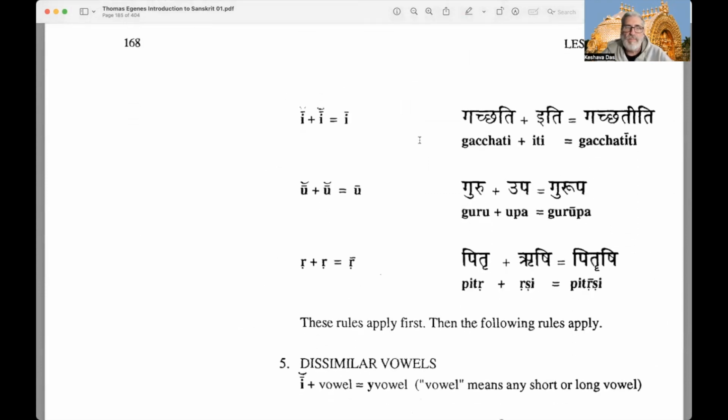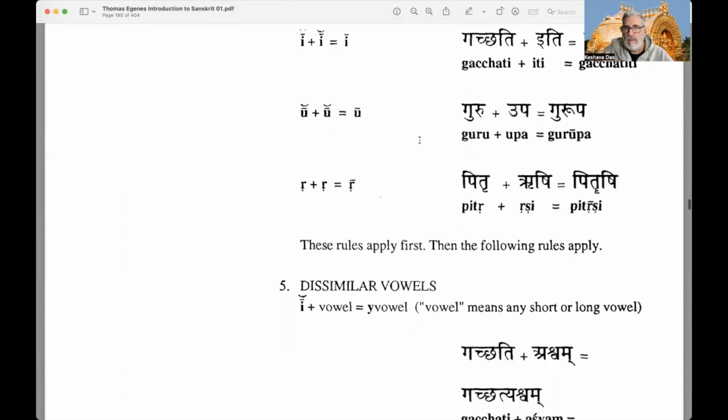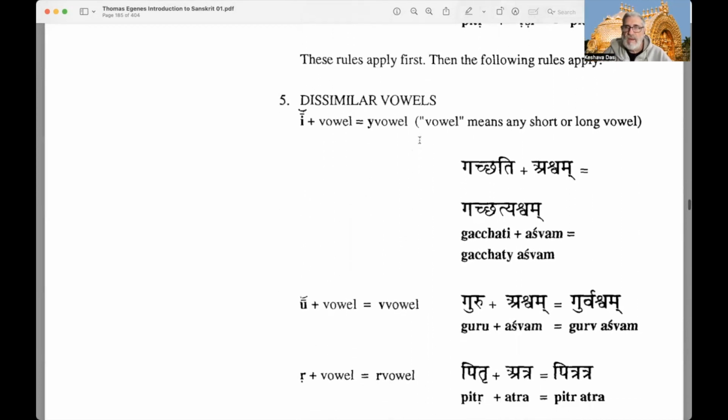All right, let's see another one. Short or long i plus short or long i becomes long i. This is similar vowel. So gachati iti. Short or long u plus short or long u becomes long u: guru upa. Short ri plus short ri becomes long ri. So pitri rishi becomes pitrishi. Okay, so that's four similar vowels coming together.